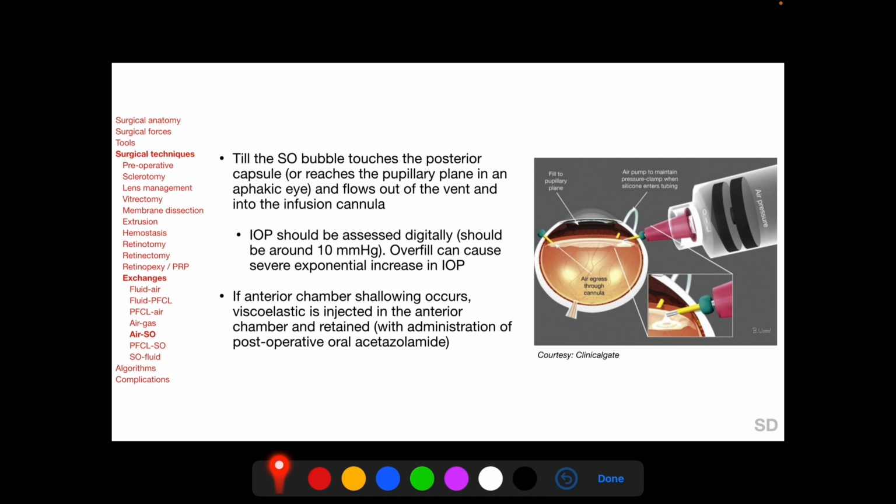And as we have mentioned earlier, IOP should be assessed digitally and should be around 10 mm of mercury at the end of the procedure to avoid overfill with silicone oil. And if anterior chamber shallowing occurs during this process, viscoelastic can be injected in the anterior chamber and retained with administration of post-operative oral acetazolamide.